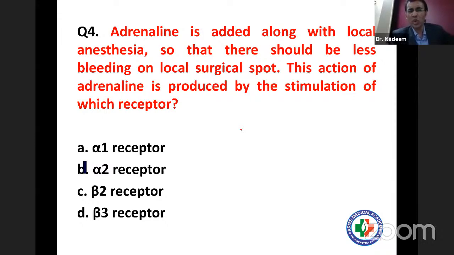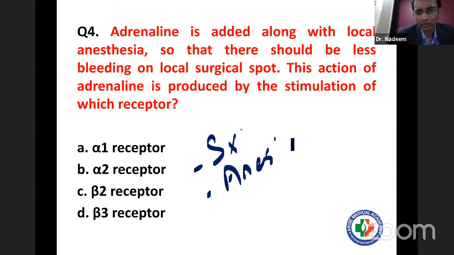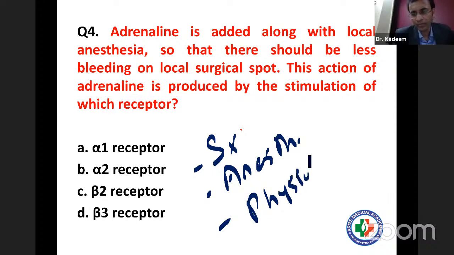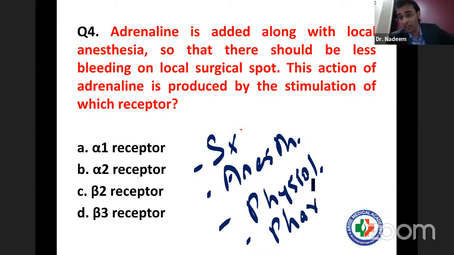Adrenaline is added along with local anesthesia so that there is less bleeding at the local surgical spot. This action of adrenaline is produced by the stimulation of which receptor? 100% this is a question of physiology, but I have asked it from the part of surgery, or anesthesia. Or you can say it is a question of pharmacology also, since adrenaline, or epinephrine, is a drug.